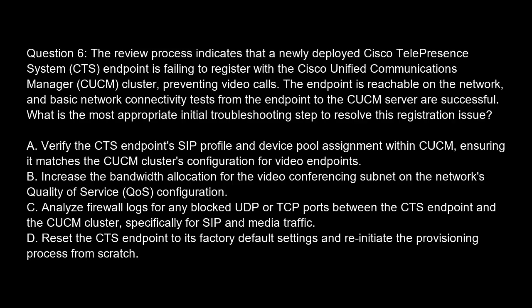Increase the bandwidth allocation for the video conferencing subnet on the network's quality of service, QoS, configuration. Option C. Analyze firewall logs for any blocked UDP or TCP ports between the CTS endpoint and the CUCM cluster, specifically for SIP and media traffic. Option D. Reset the CTS endpoint to its factory default settings and reinitiate the provisioning process from scratch.